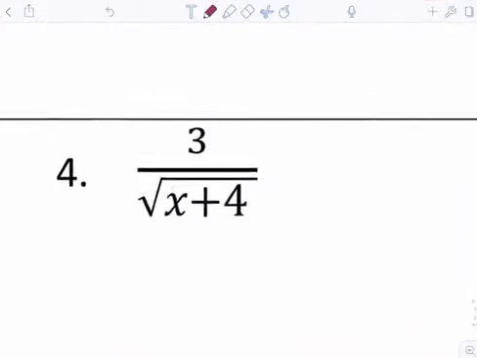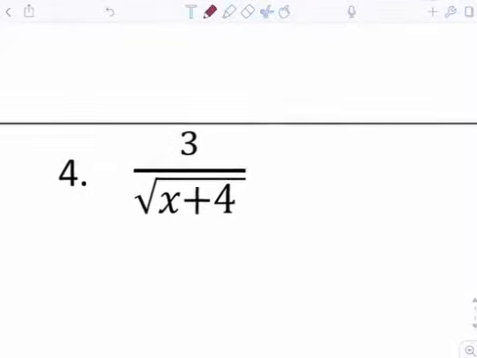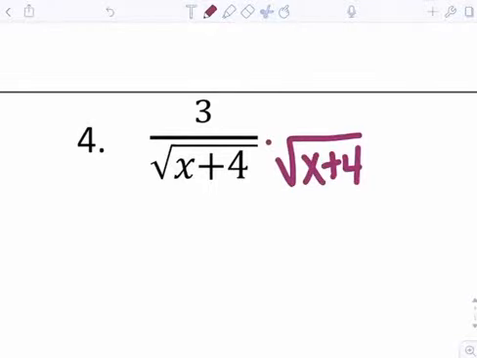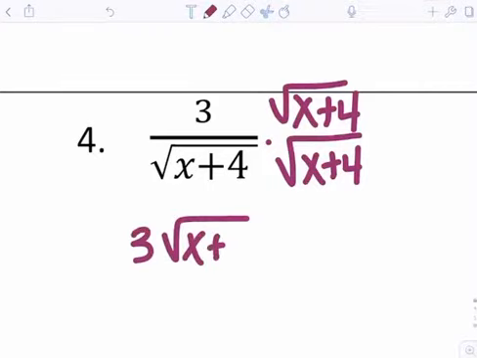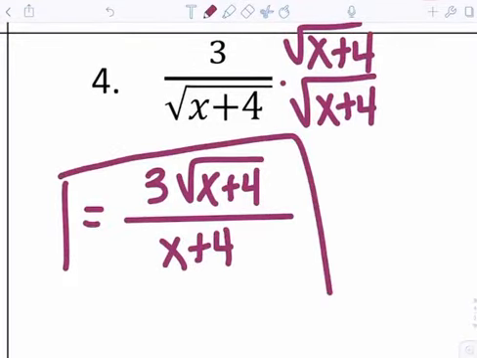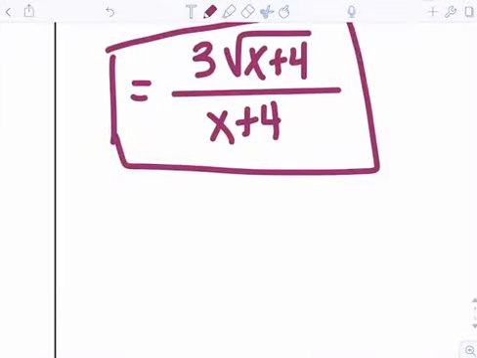Okay, and then last one. Shoot. That's supposed to be square root of x plus the square root of 4. Let me change this. Well, we'll just leave it as is because you probably did if you tried it on your own. So you multiply by x plus 4, x plus 4, so 3 x plus 4 over x plus 4.